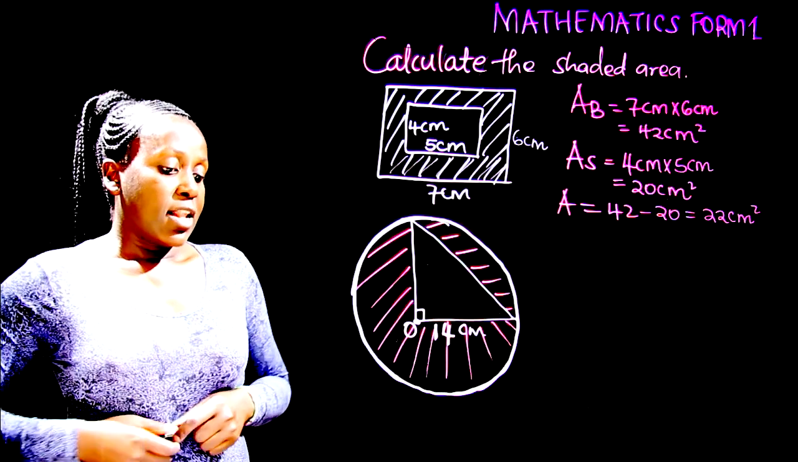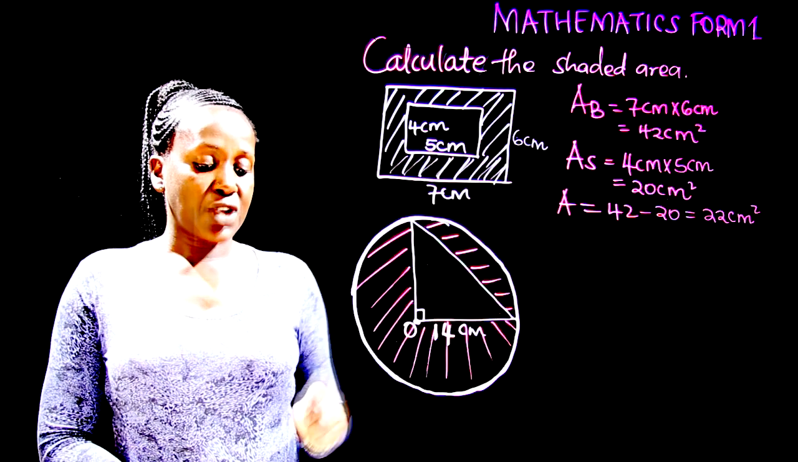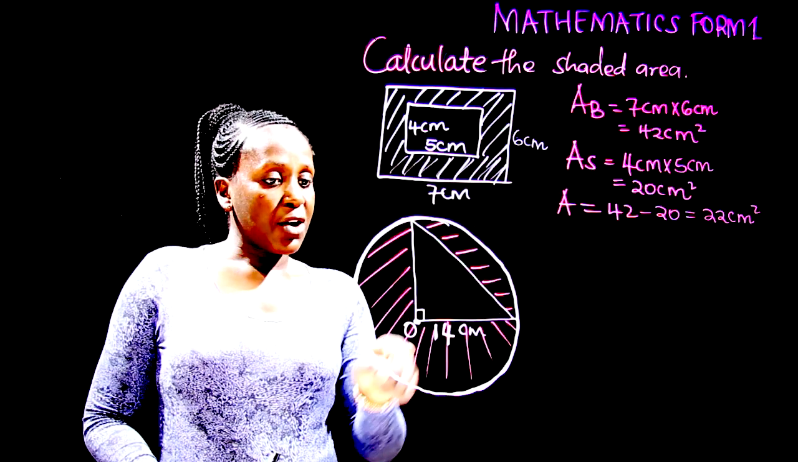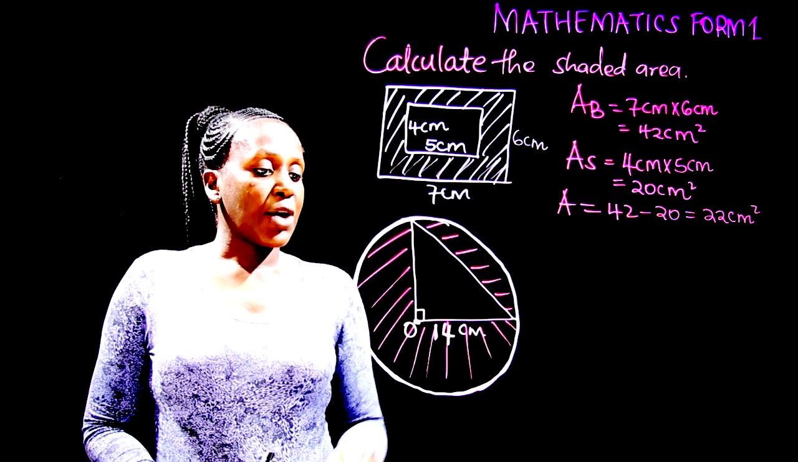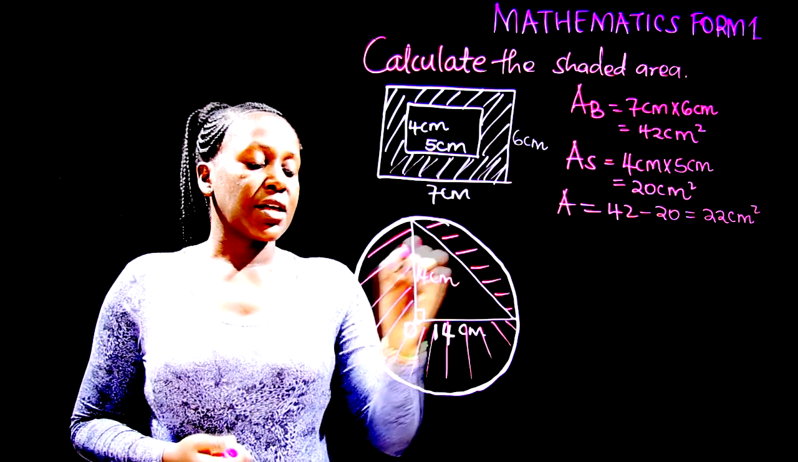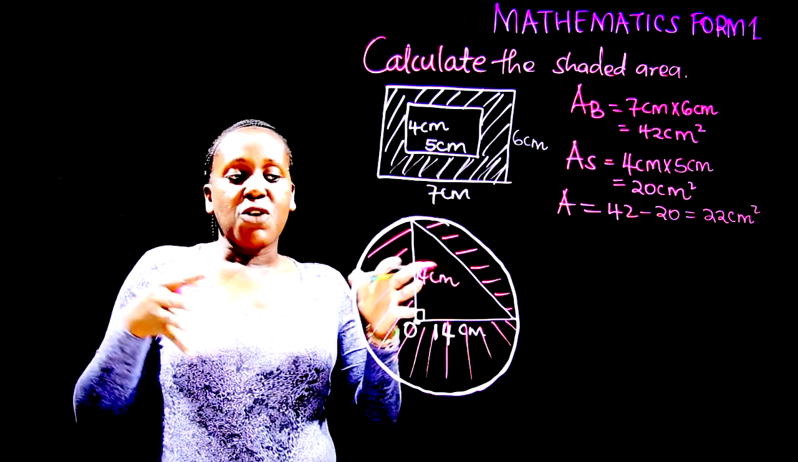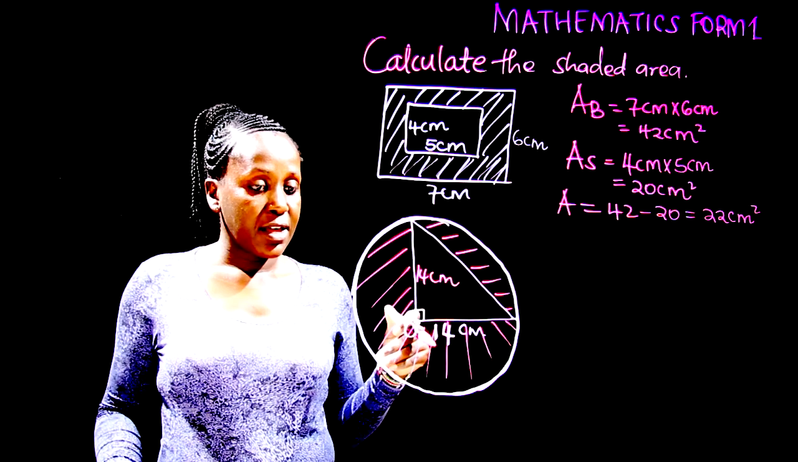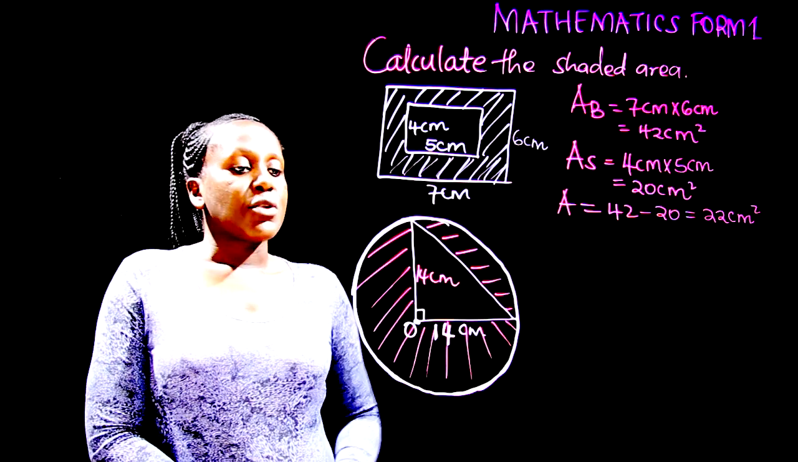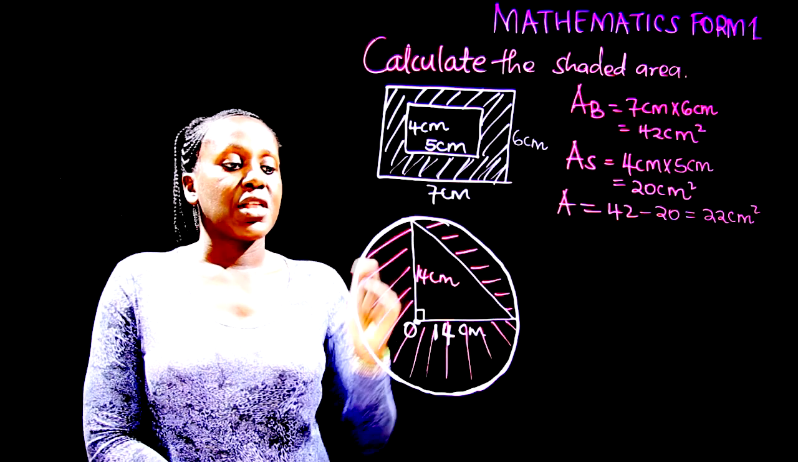Now in the next figure, like you can see, we have a circle. Then inside the circle, we have a triangle. Now the triangle is a right angled triangle because its angle is 90. The base of the triangle is 14. And if this is also the radius, then it means that this is also 14 centimeters. So the shaded area, if you look at the shaded area, it is outside the triangle but inside the circle. So we are going to determine the area of the circle. Then we subtract the area of the triangle and we will be left with the area of the shaded region.